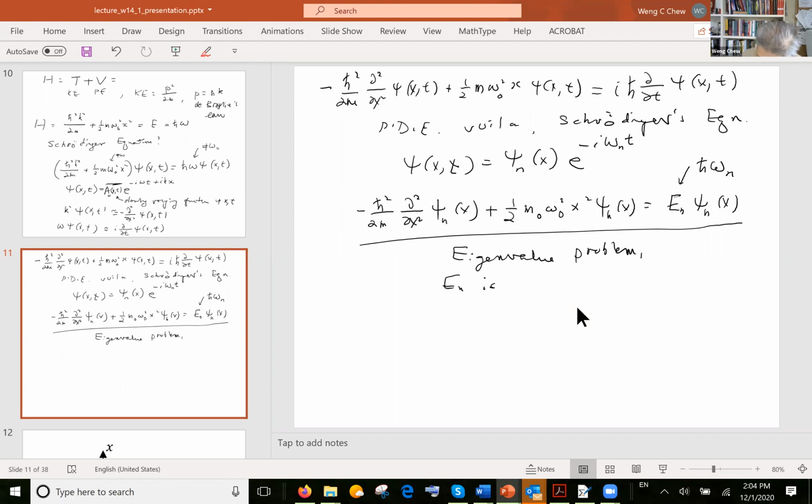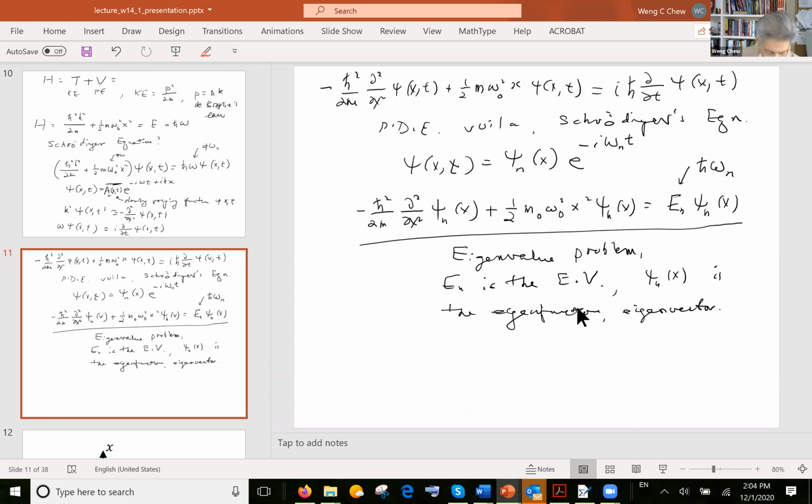En is the eigenvalue, and psi n of x is the eigenfunction. Just like what we have done for waveguide problems and cavity problems, eigenfunction or eigenvector.